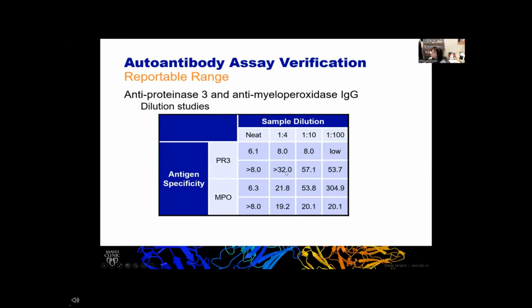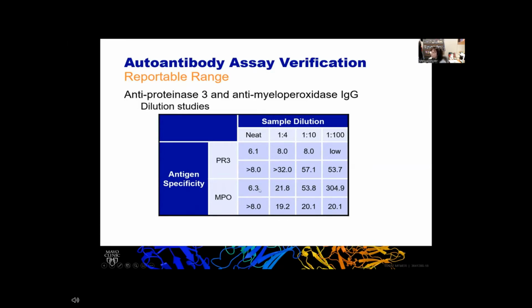At a 1 to 4, it was still a greater than, which would have calculated at a greater than 32. However, when we got to the 1 to 10 and 1 to 100, we calculated very similar numeric values in our unit reactivities. In comparison, when we looked at the myeloperoxidase, we had one sample here where we started at a 6.3 at the neat, but you can see as we did the 1 to 4, 1 to 10, and 1 to 100, we had dramatically increasing reactivities that we were detecting when we took into account the dilution.